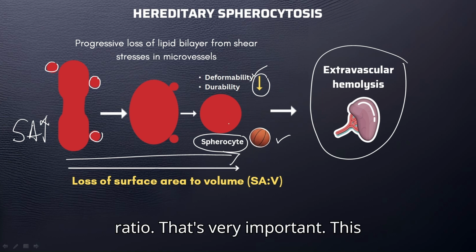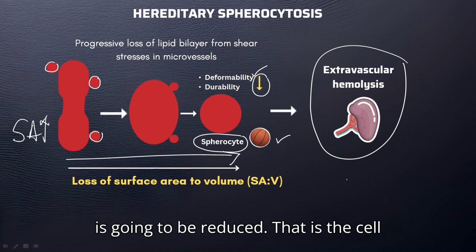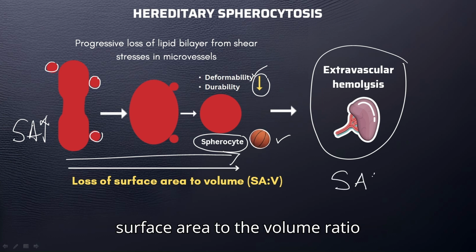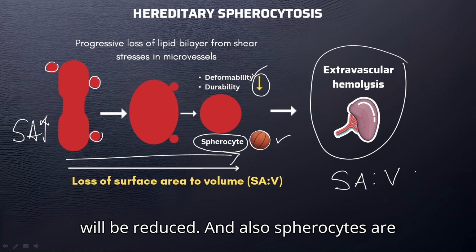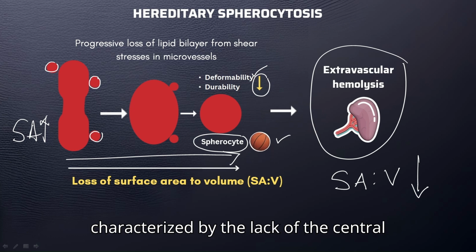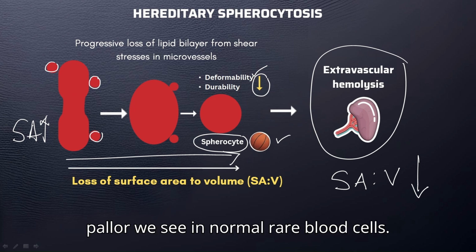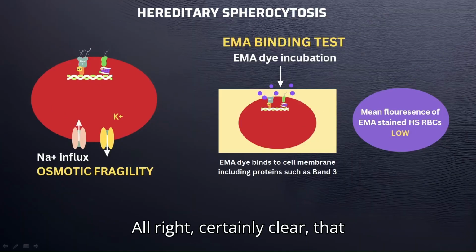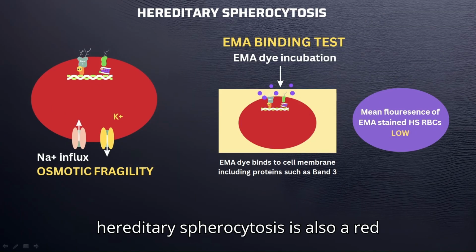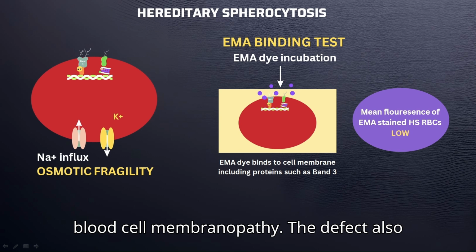That's very important. This is going to be reduced. That is, the cell surface area to the volume ratio will be reduced. And also spherocytes are characterized by the lack of the central pallor we see in normal red blood cells. Alright, it's certainly clear that hereditary spherocytosis is also a red blood cell membranopathy.